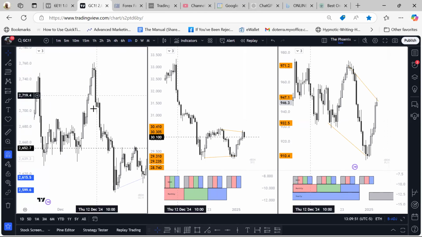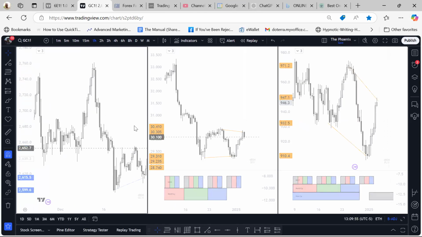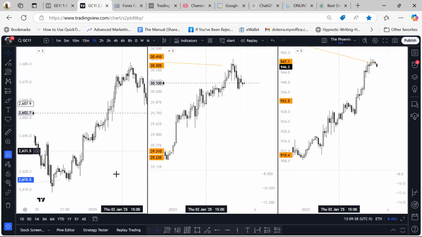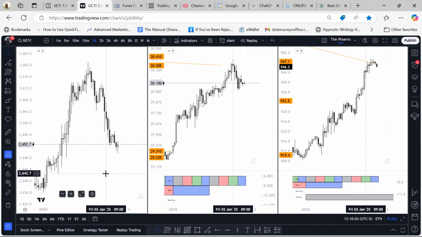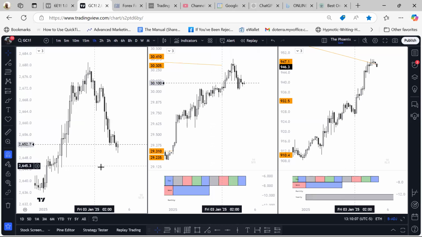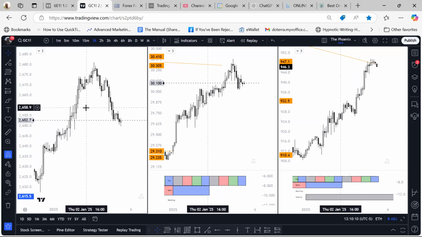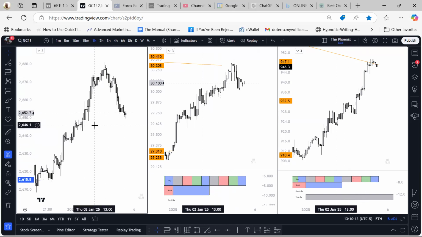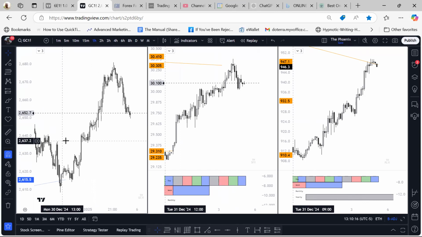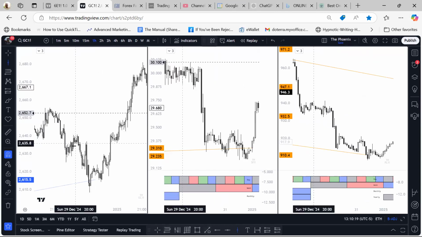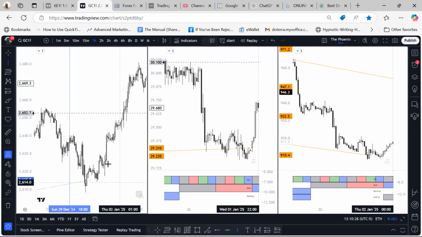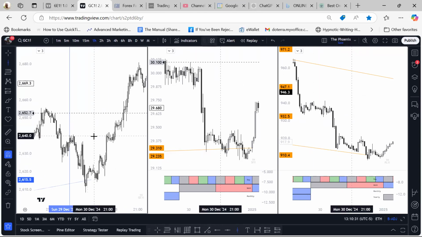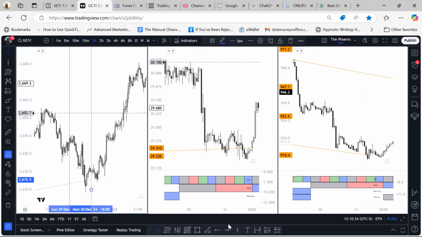So let me show you what I was referring to in terms of the previous day's high and low. Friday, all of this price action is Friday. So Monday would have started, that price action would have started here. So let's just use some vertical lines to divide price action. That's Tuesday.